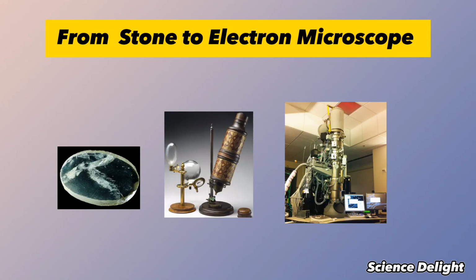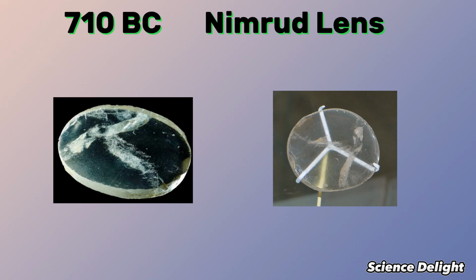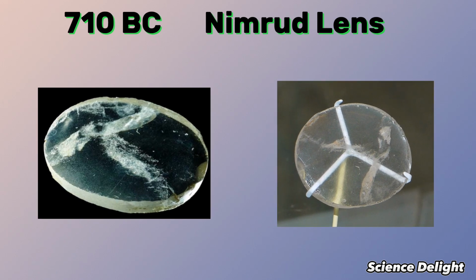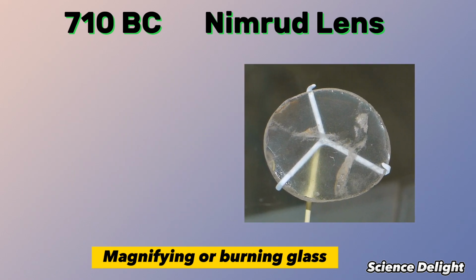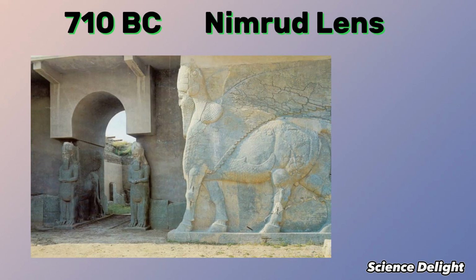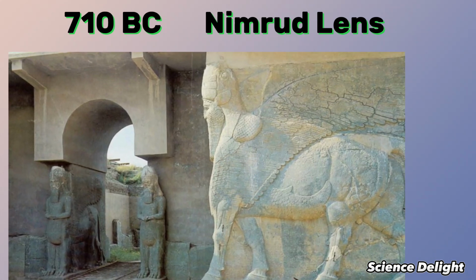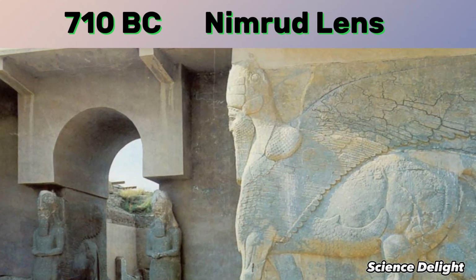Today we discuss the journey from the stone to the electron microscope. First one is 710 BC, the Nimrud Lens. It is a piece of rock crystal used as a magnifying glass or as a burning glass. It was later unearthed by Austen Henry Layard at the Assyrian palace of Nimrud in modern-day Iraq.